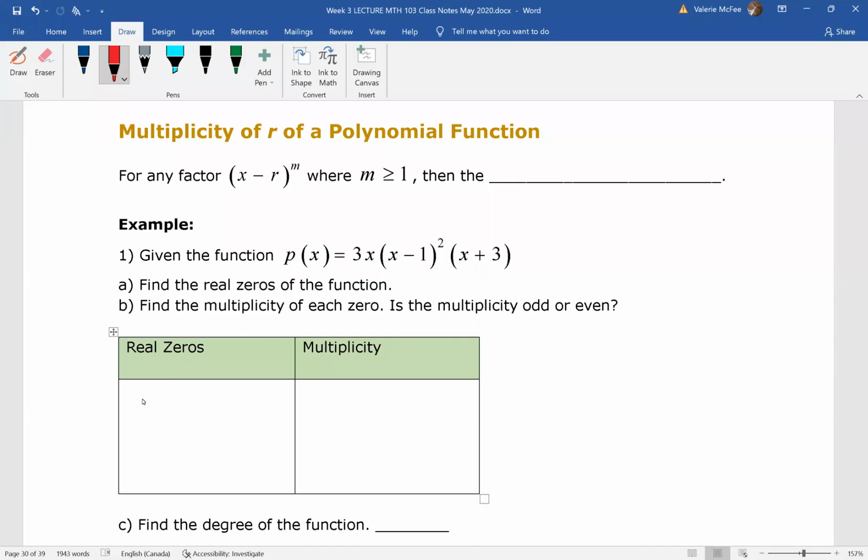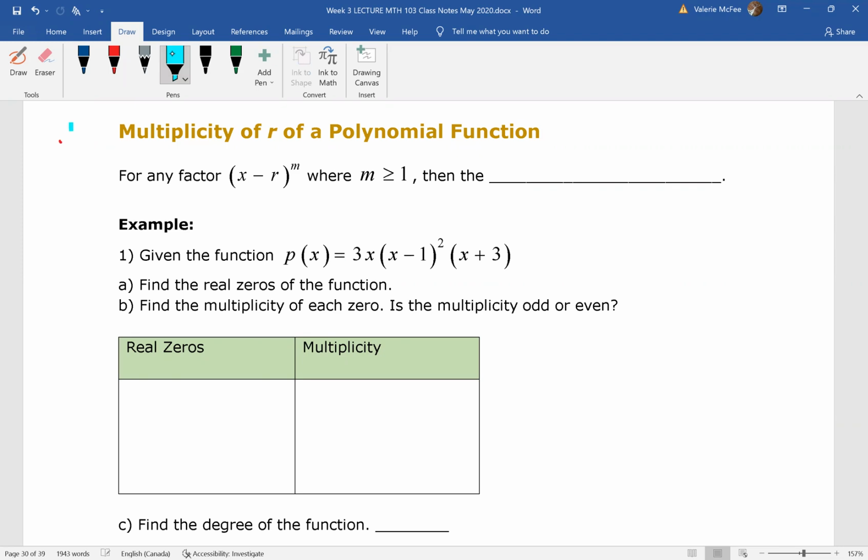We are getting closer and closer to being able to actually graph our polynomial functions. We know what the ends are going to look like. Do they both rise? Do they both fall? Does one rise? Does one fall? We know that depends upon the degree and the leading coefficient. We've found the x-intercepts. We know we need to factor the polynomial function and let y, or the f of x, equal 0. The last thing that we're going to talk about is the multiplicity.